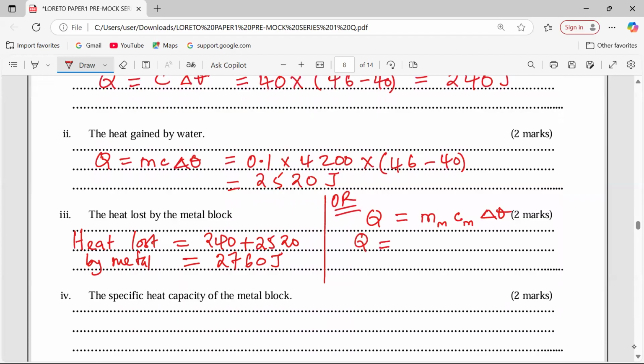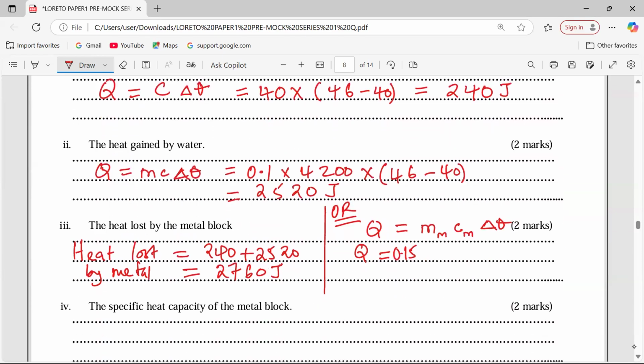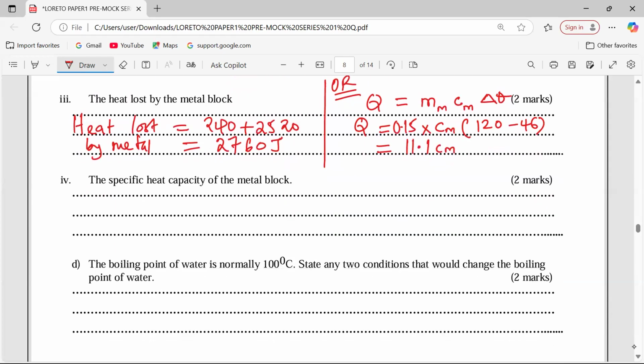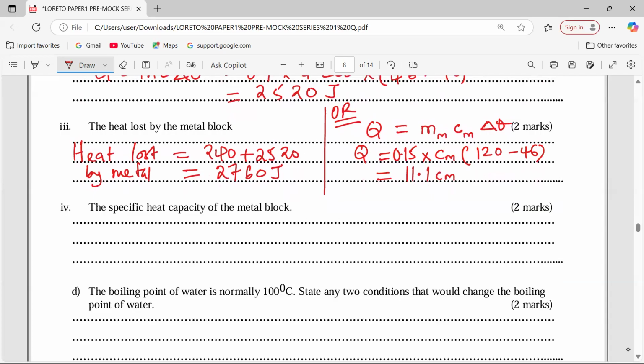So the quantity of heat will be given by 150, we change to kilograms, 0.15, multiplied by the unknown specific heat capacity, multiplied by the change from 120 all the way to 46. So this is going to be 120 minus 46, that gives us 74, times 0.15, that is 11.1, multiplied by the unknown specific heat capacity of the metal. Therefore, the specific heat capacity of the metal block is what we are now determining.